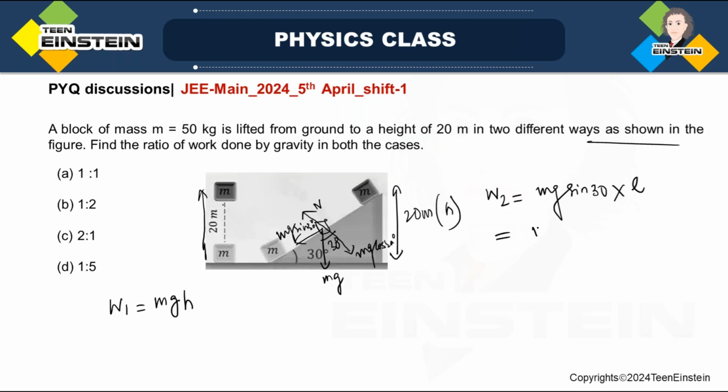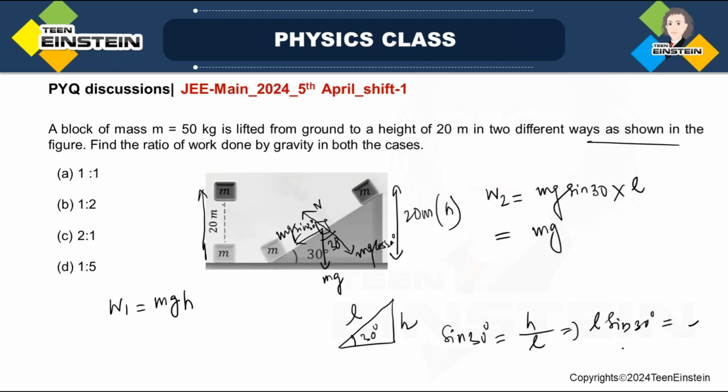Let me show you that this also will be the same as W1. How do I do that? See, I have got a right angle triangle here. So this side is L, suppose, and this side is h. So what will be sine 30 degree? Sine 30 degree will be perpendicular by hypotenuse. So what is L sine 30? L sine 30 will be nothing but h, small h, isn't it? So I can write this as small h itself, right?